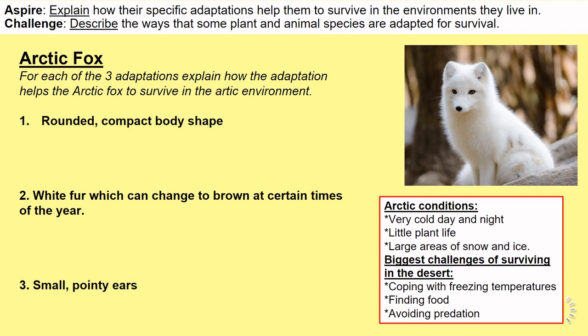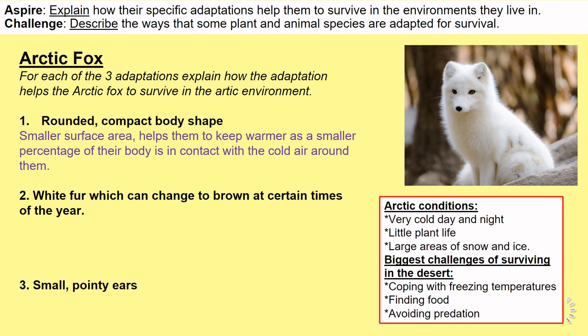So by having a rounded, compact body shape, there's a smaller amount of the fox on the surface. So the fox is said to have a smaller surface area. This helps him to keep warmer as a smaller percentage of his body is in contact with the cold surroundings and the cold air, so less heat would actually be lost.